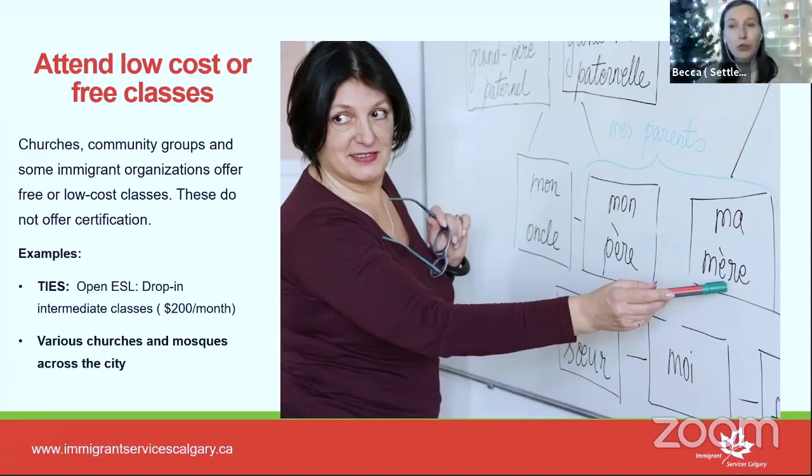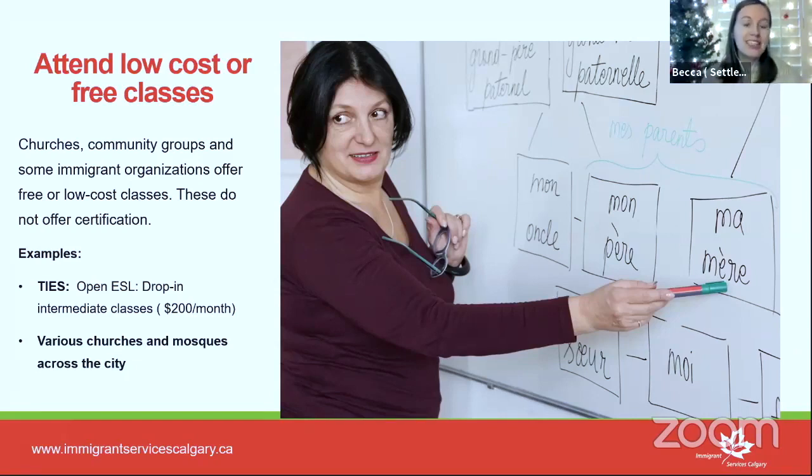Not everyone has money to take English classes. LINC classes are free, but what if you're a citizen, or what if you have a working visa and you still want to study English? Because for working visas, you often need to improve your English so that you can continue in Canada. There are low-cost or free classes. Again, they're offered by churches, community groups, and immigrant organizations, but they don't give any certification. They are just for practicing and improving English. They don't give you any CLB level or ESL level. They're just for studying English as an interest.